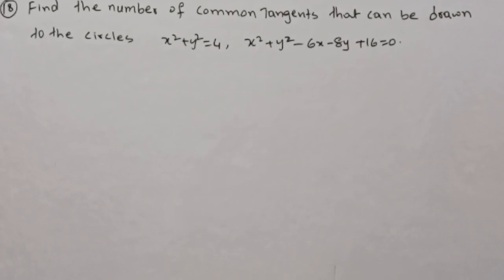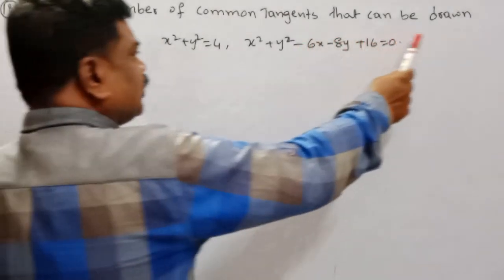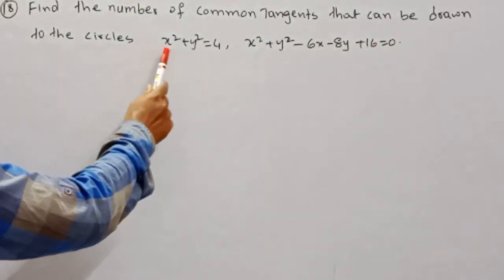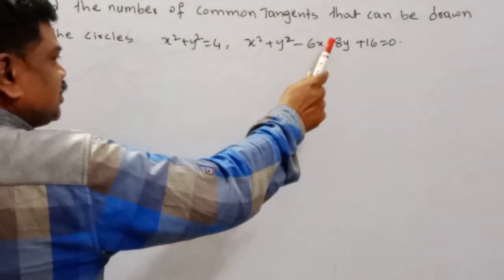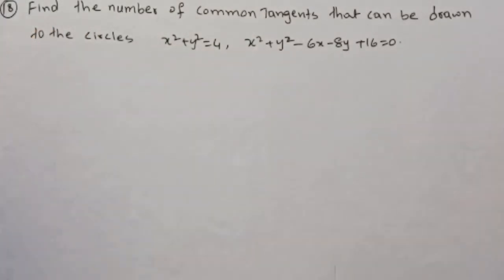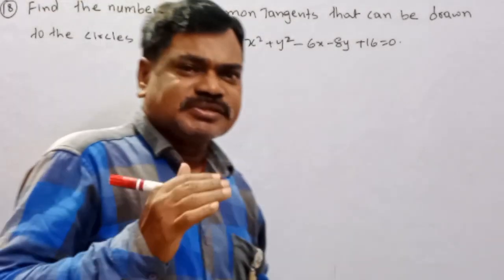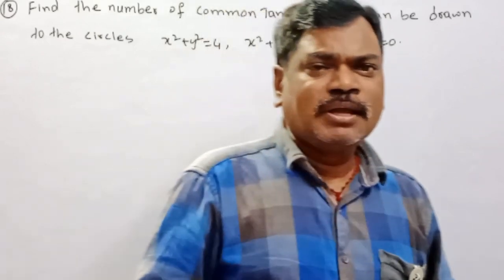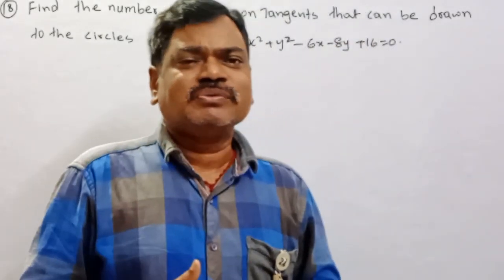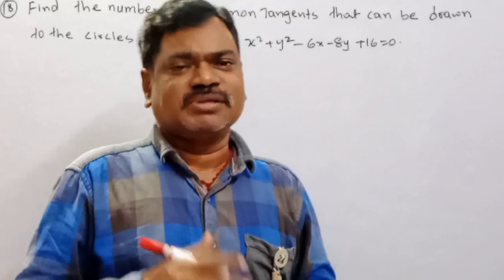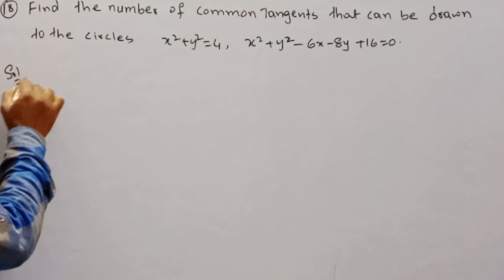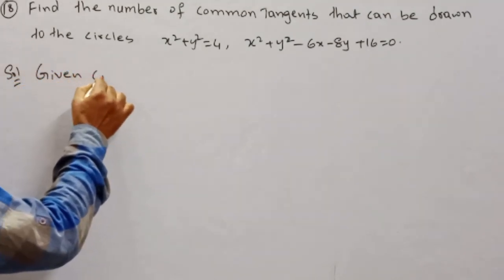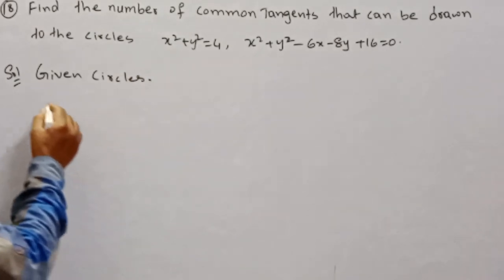Dear viewers, we have one more problem from circles. Find the number of common tangents that can be drawn to the circles x square plus y square is equal to 4 and x square plus y square minus 6x minus 8y plus 16 equal to 0. Two circles are given, so we have to find how many common tangents can be drawn to those circles.